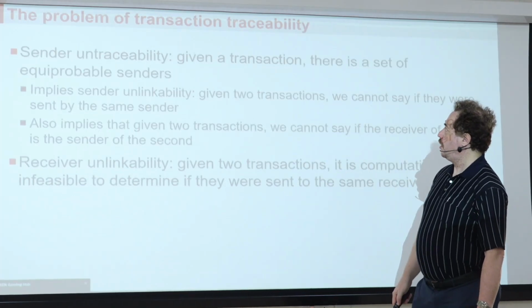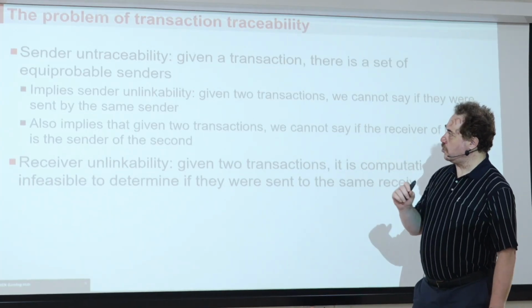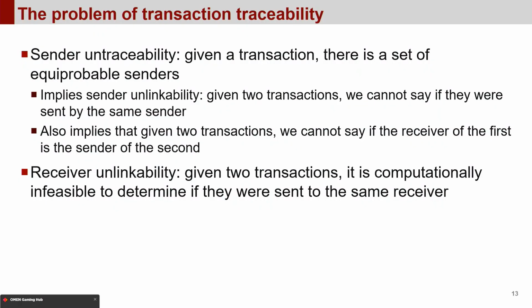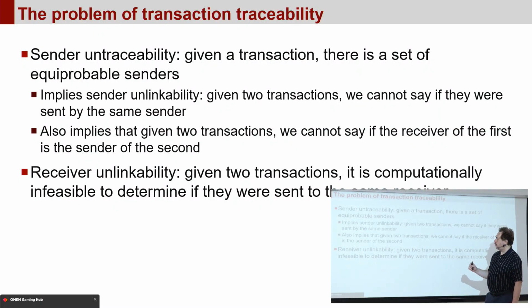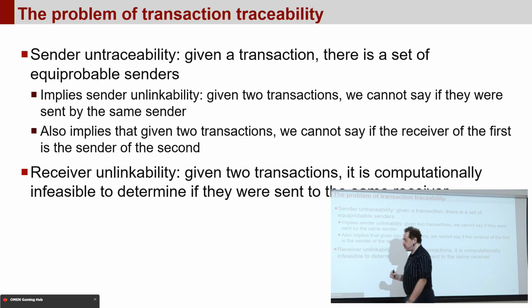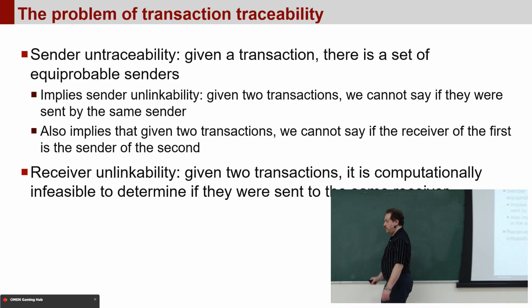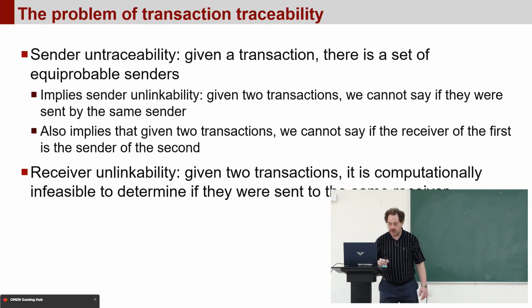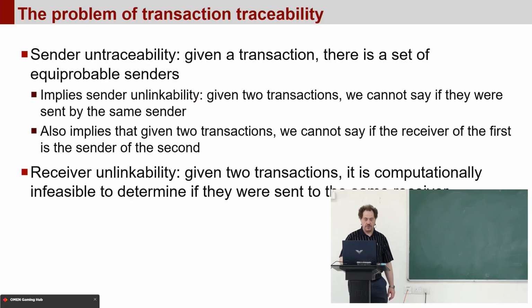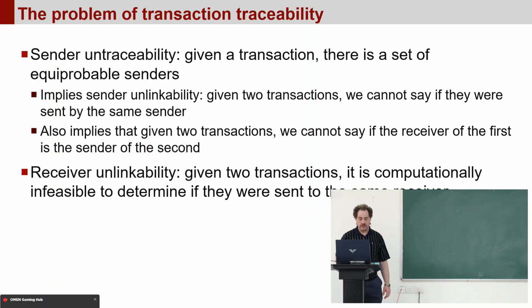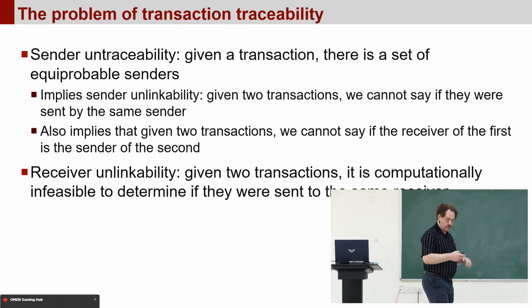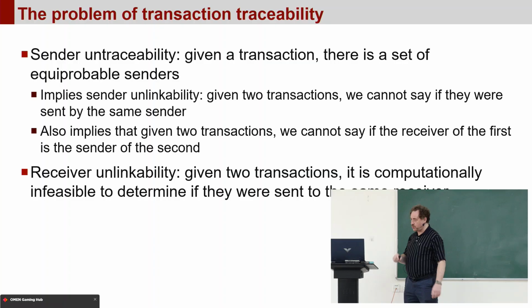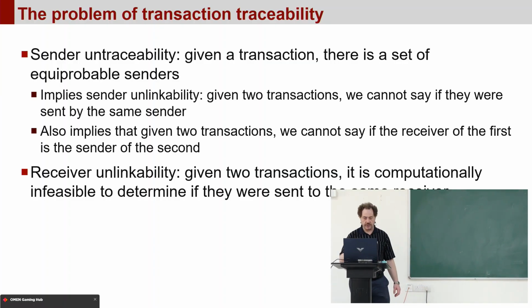All right, so what Monero was set to solve was the problem of transaction traceability. And the two properties that Monero wanted to guarantee were sender untraceability and receiver unlinkability. What is sender untraceability? Given a transaction, there is a set of equiprobable senders, meaning, well, I'm going to demonstrate what it means on the next slide.